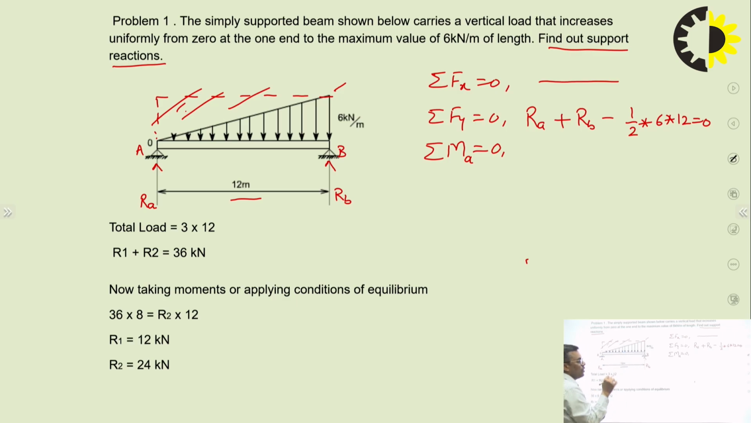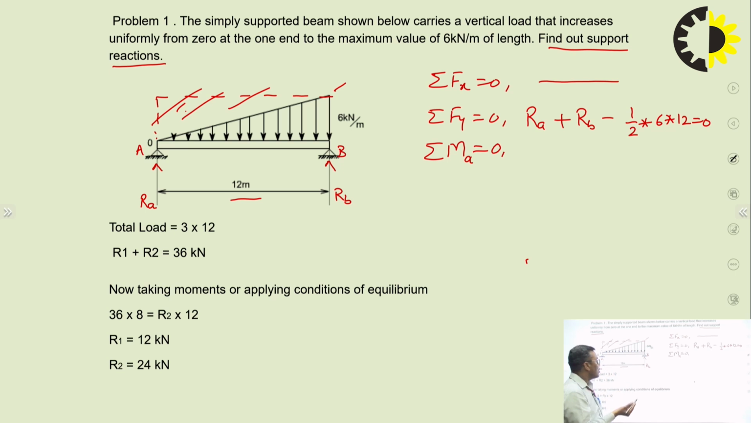Either by this way or directly, if there is a triangular load, uniformly varying load, then we have to take the area of the triangle. So half into 6 into 12. So what will it come out to be? Ra plus Rb equals how much? Let me write the equation first, then we will deal with it. First equation, the x one is eliminated. Second, sigma Fy equal to 0, Ra plus Rb minus half into 6 into 12. Okay, third equation. Moment about any point.